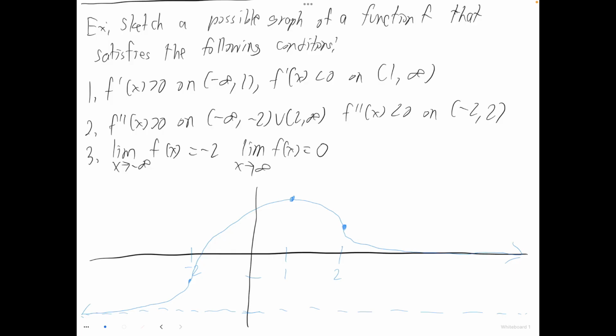And notice that we worked our way from left to right, just meeting the conditions. And that tends to be the way to sketch a possible graph using the conditions. Draw in the horizontal asymptotes that you know, and then use where you're increasing to decreasing and concavity to move from left to right.